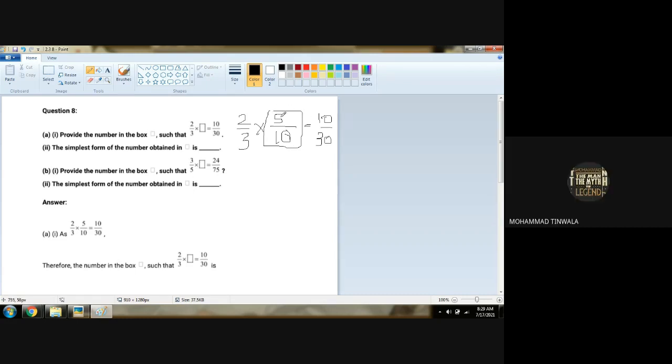5/10. Very good. Now second, the simplest form of the number obtained in the box.